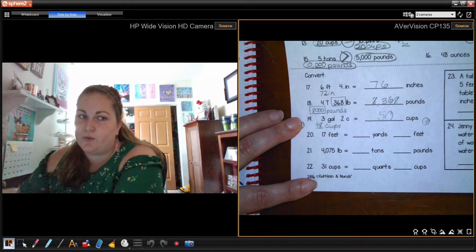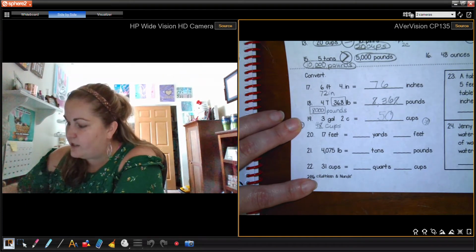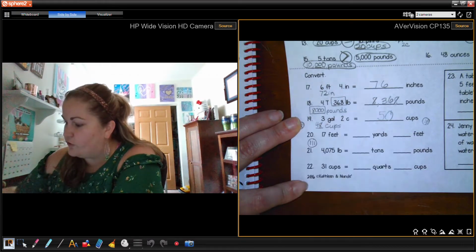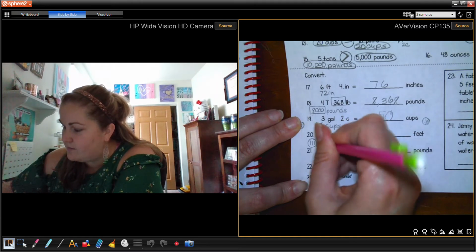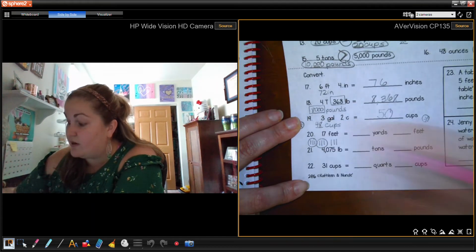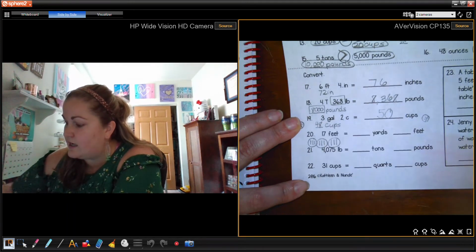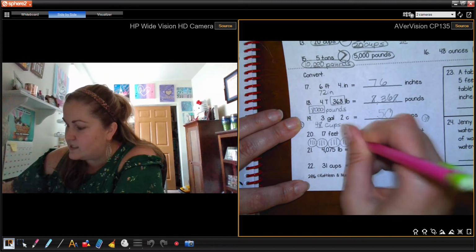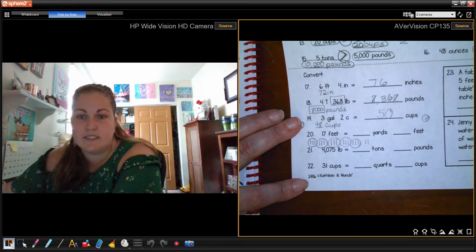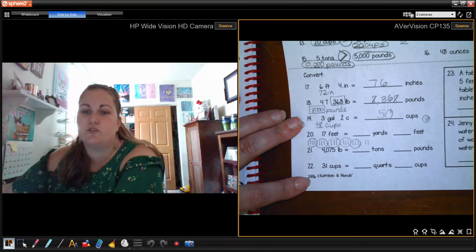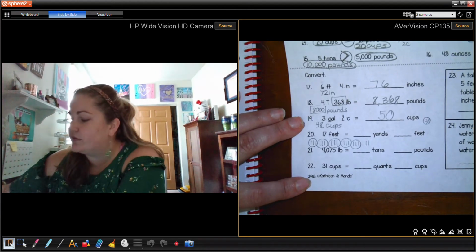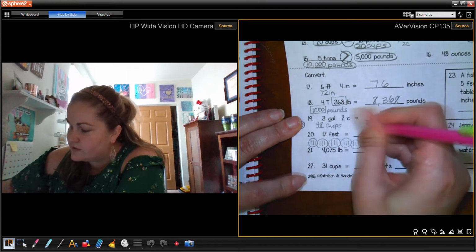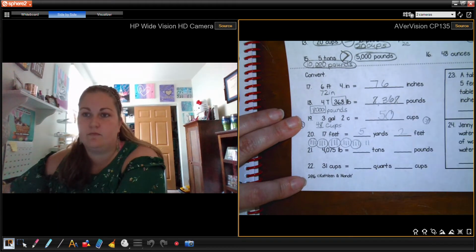So it takes 3 feet to make a yard. So if I've got 17, that means I can take 1, 2, 3, make a yard. 4, 5, 6, make a yard. 7, 8, 9, make a yard. 10, 11, 12, 13, 14, 15, 16, 17. So you can see I can't make them all into yards. That would have to be a multiple of 3. So that means I can make 5 yards, and I would have 2 feet.